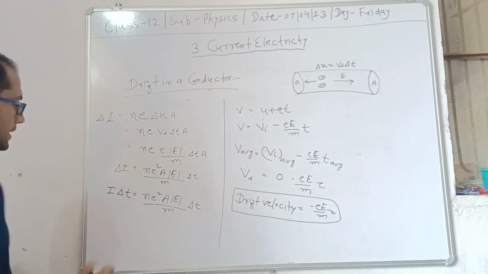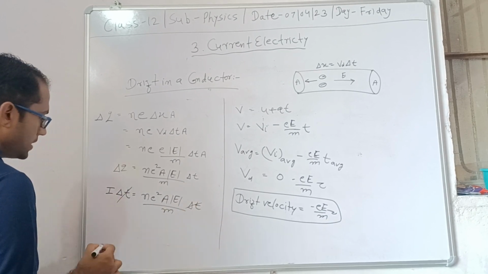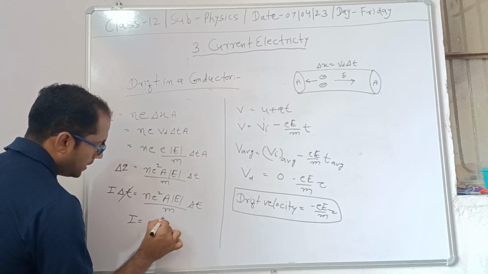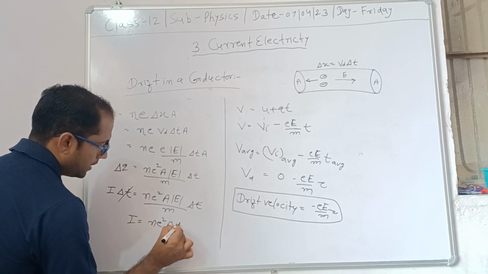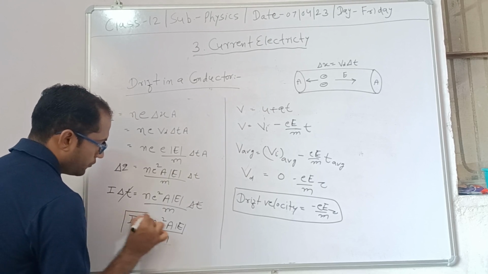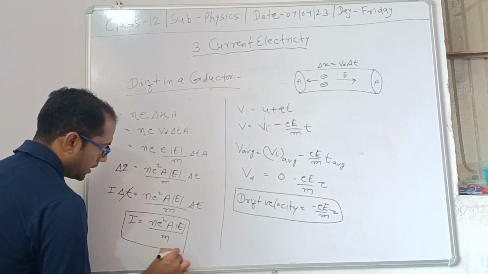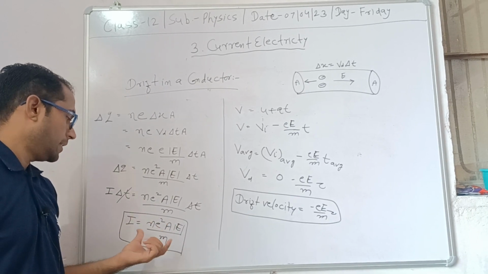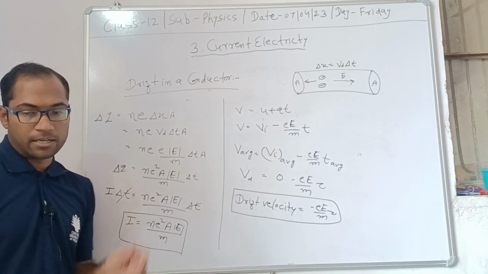Okay, delta t and delta t cancel out, so the total current flow in this conductor is basically n e squared A E upon m. Okay, this is another formula to find the current in this conductor. If we have these properties, then we can easily find the current.